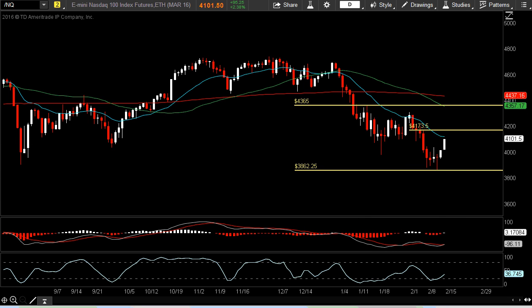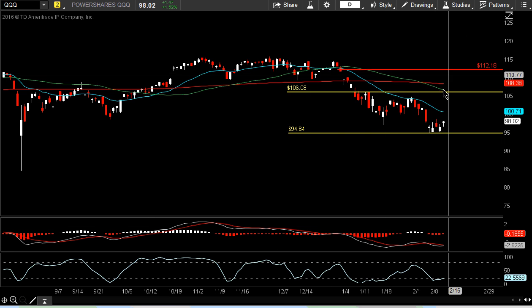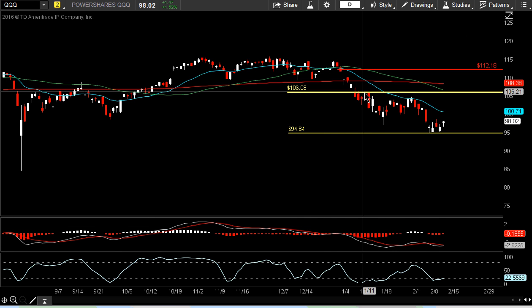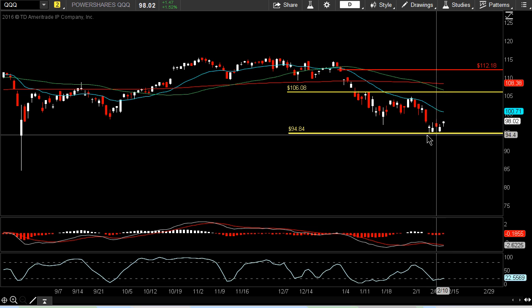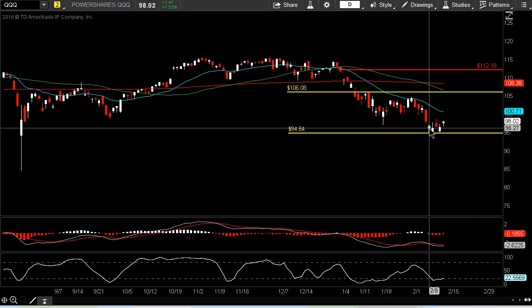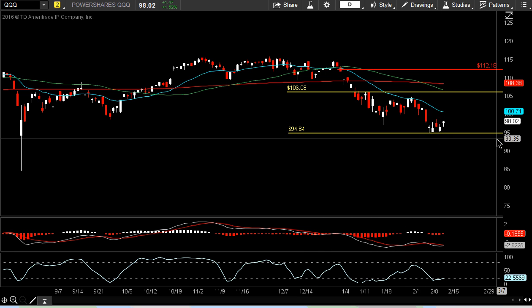Okay, then if we go and take a look at the Q, the Q is 106.08. That's the upside target. Essentially, I'm looking for this 94.84, the recent pivot low, as a support level here.